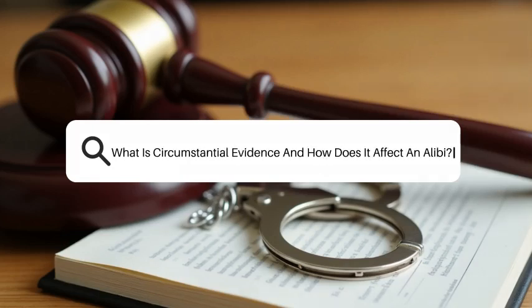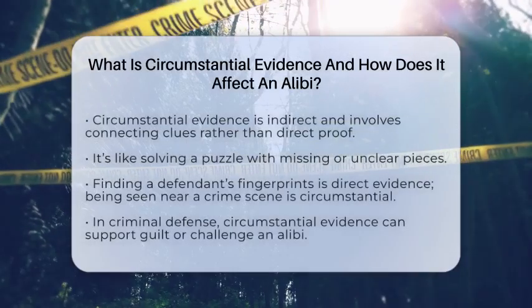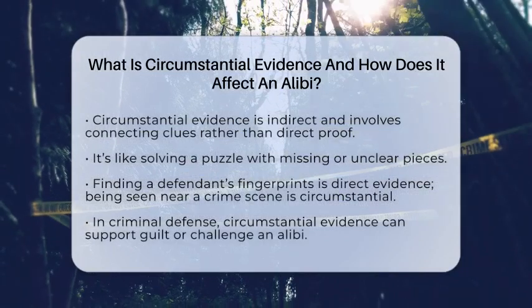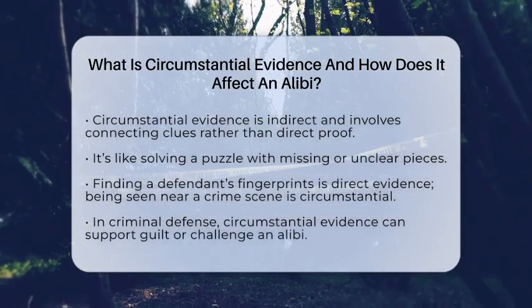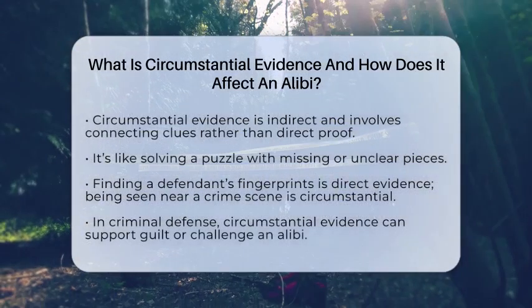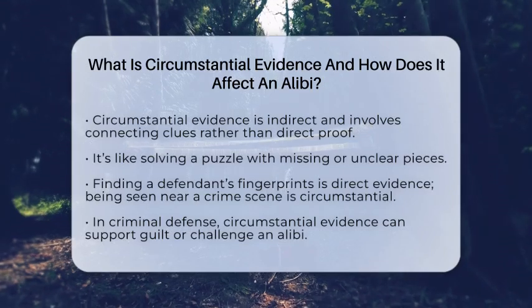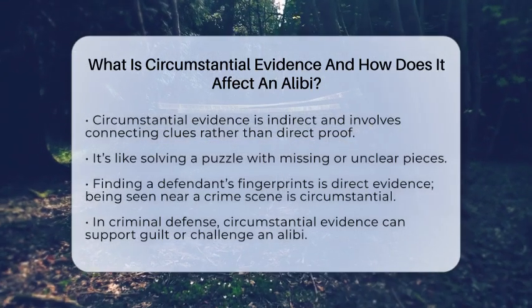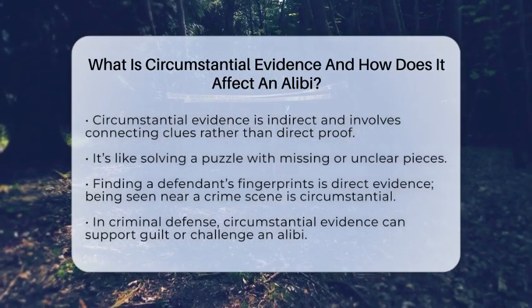What is circumstantial evidence, and how does it affect an alibi? Imagine trying to solve a puzzle with some pieces missing or unclear. That's what working with circumstantial evidence can feel like in a criminal case. It's not direct proof like an eyewitness seeing a crime happen. Instead, it's indirect clues that suggest something might be true.